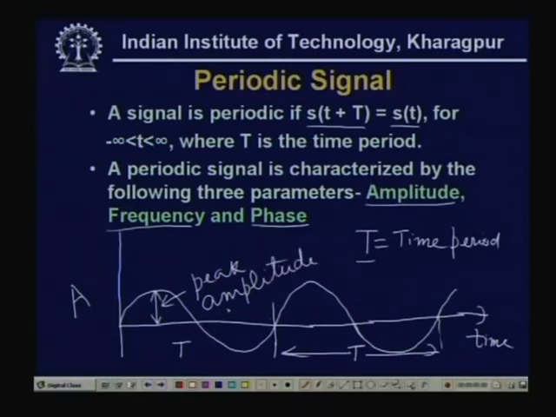Peak amplitude A, and what is frequency? You have seen peak amplitude A, and that frequency f is represented by 1 by t. That means, if t is the time period, then frequency is essentially 1 by t. f is equal to 1 by t, that is your frequency.